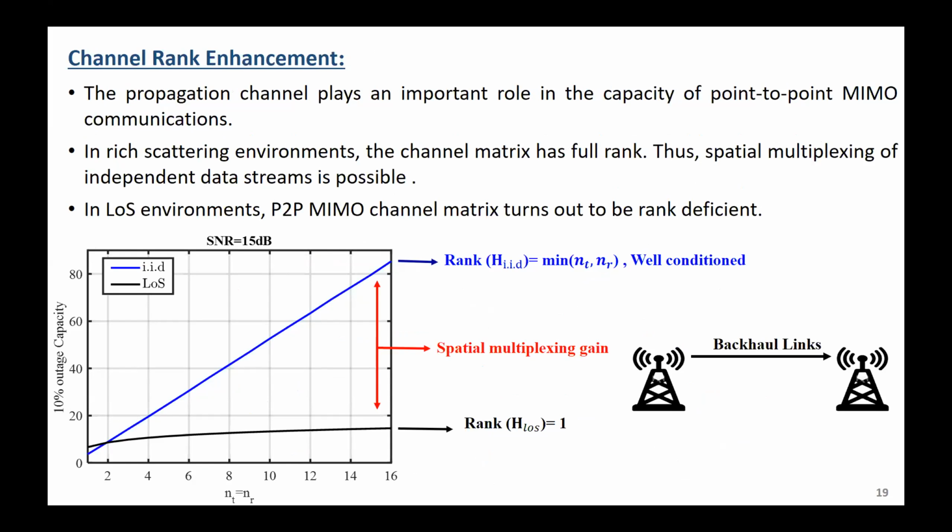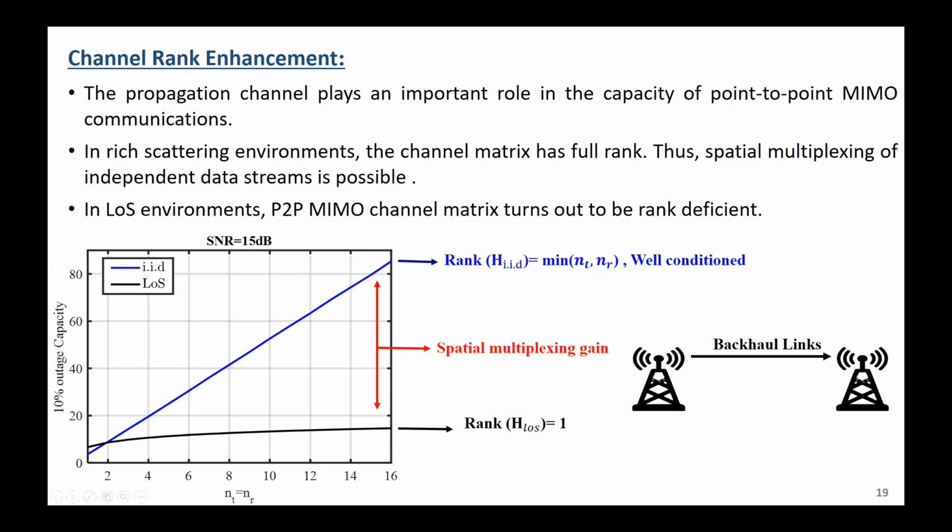Moreover, IRS can be used for channel rank enhancement, where in point-to-point MIMO, the channel type itself, or the propagation of the channel, plays an important role. If we have a rich scattering environment, we have a full-rank channel matrix, and we can deploy spatial multiplexing by sending independent data streams. And this is why it is named the spatial multiplexing gain.